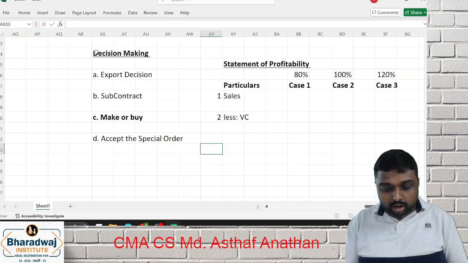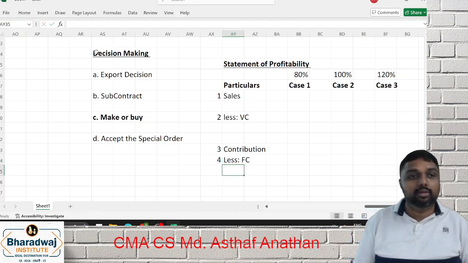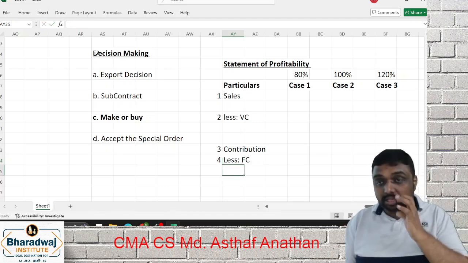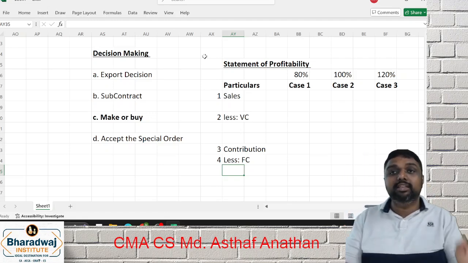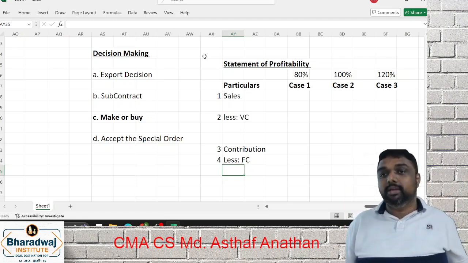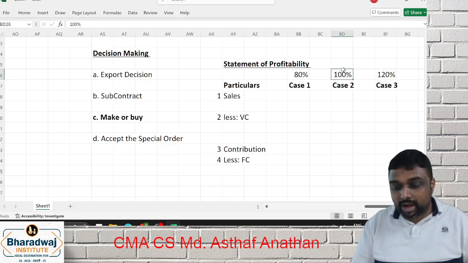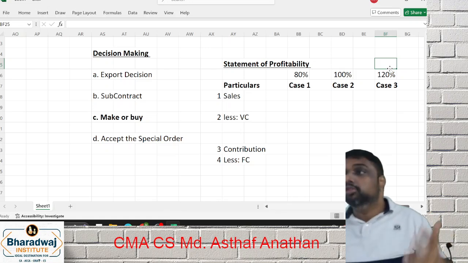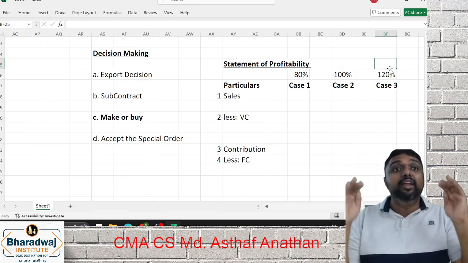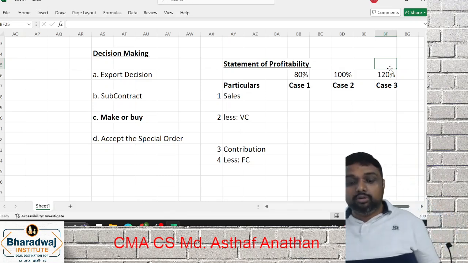Next, you have to go for contribution. Then you will reduce fixed cost. See, with fixed cost, other things remaining the same, if your capacity changes, fixed cost will remain the same. It will not change. But they may tell you some adjustment. If you want to increase from 100 to 120, you have to buy a new machinery. That cost is 10 lakh, useful life is 5 years, so you have to understand depreciation. Like that, you have to approach it. Clear or not? So this is how you have to go for the statement of profitability.